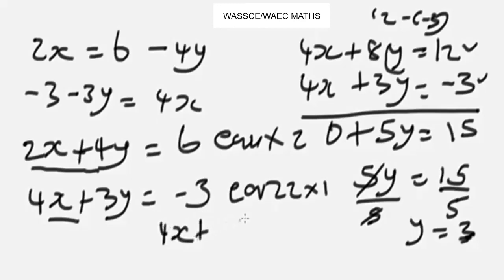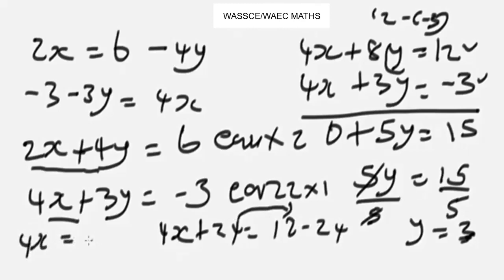this is going to give us 4x plus 8 times 3, which gives us 24, equals 12. To make x the subject of the formula, this 24 crosses over the equality sign and changes to negative. So we're going to have 4x equals 12 minus 24, which equals minus 12. We divide both sides by 4. So our x will be minus 12 divided by 4, which is -3. So when x is -3, our y is 3.